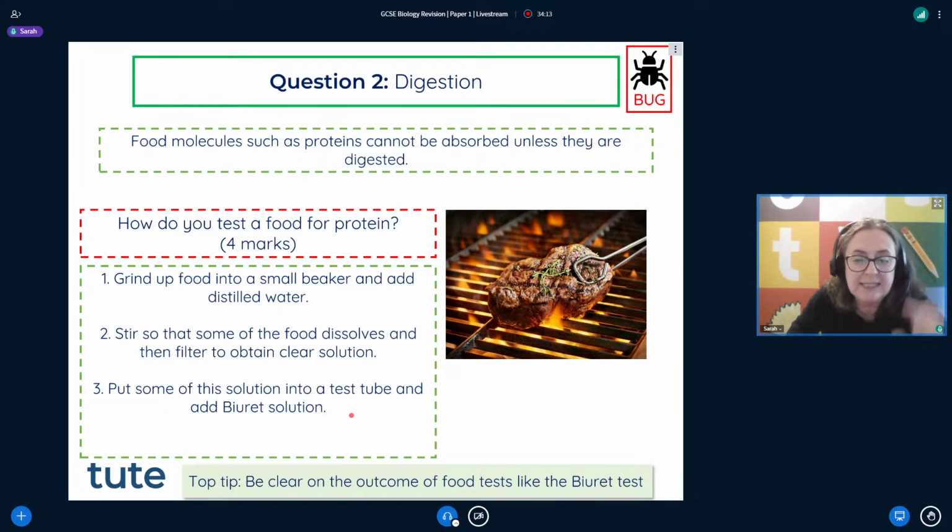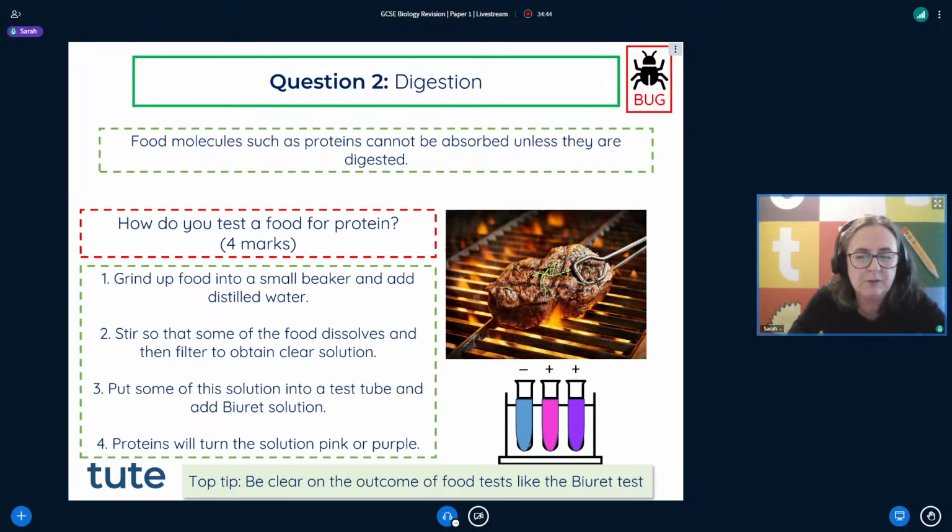So you then take some of this solution and put it into a test tube, and you add a solution called Biuret solution, which is basically a combination of copper sulfate and sodium hydroxide. But you don't need to worry about that. Just say it's Biuret solution, and it's a pale blue solution. Okay, and if there are any proteins present in that solution that you filtered, then that Biuret solution will change color. It will go from blue to pink or purple, depending on how much protein there is.